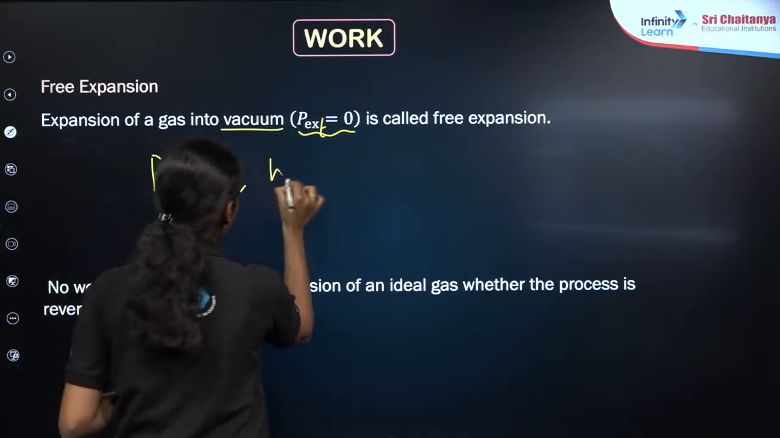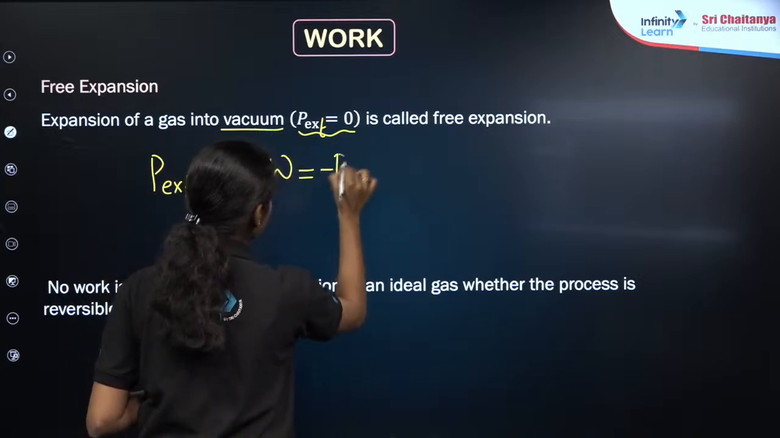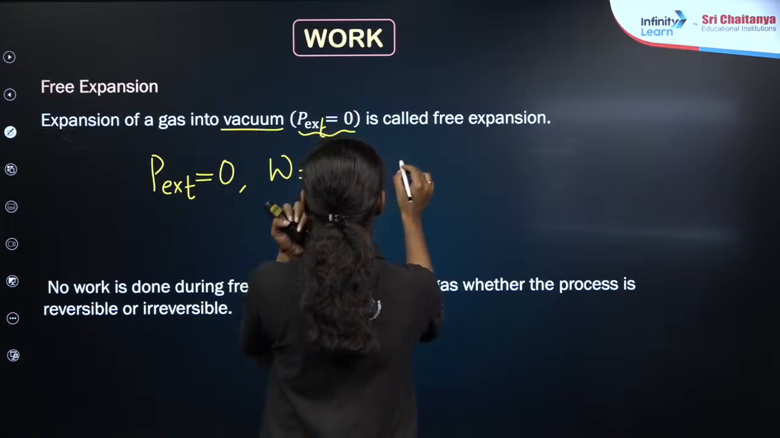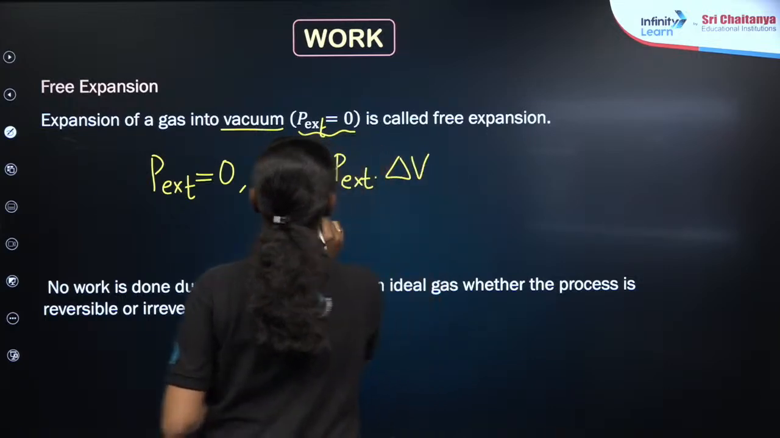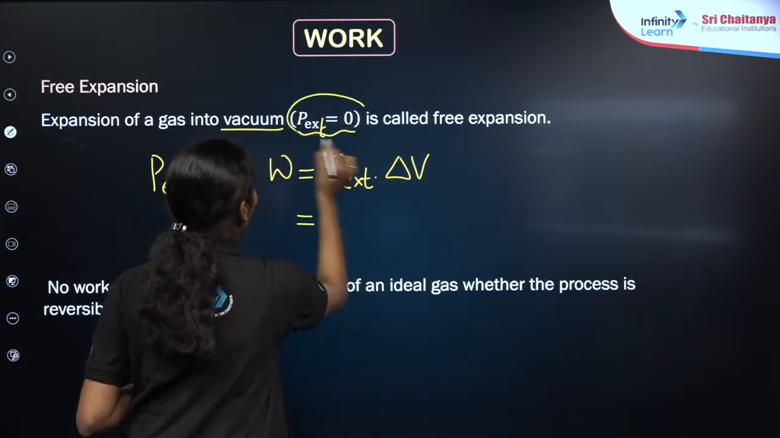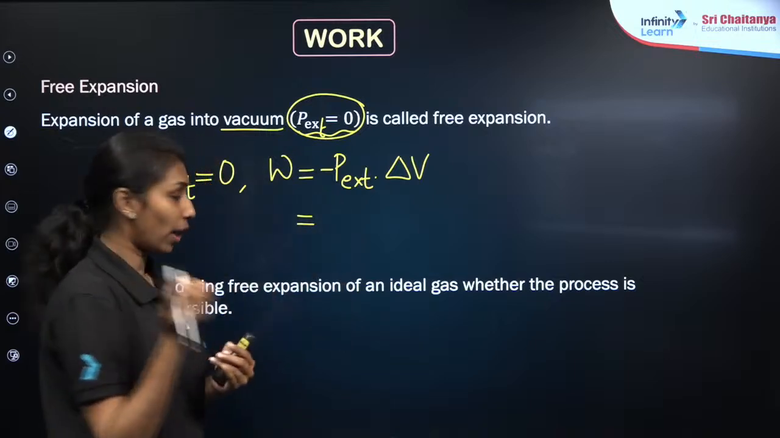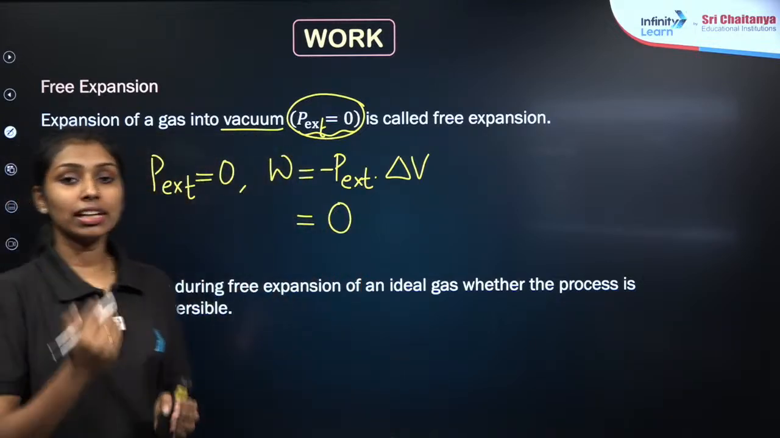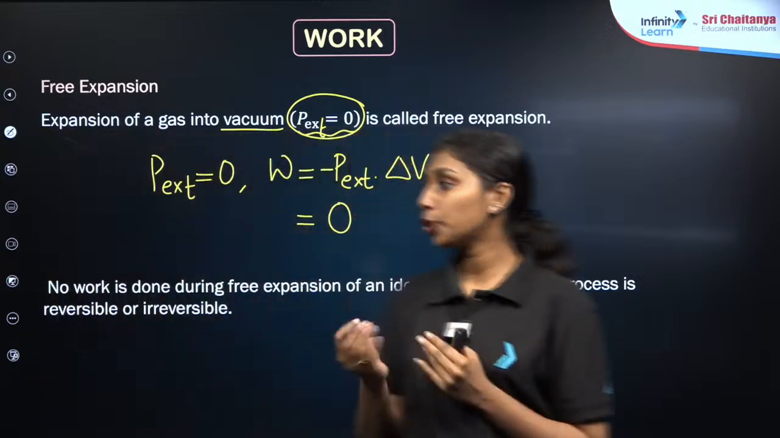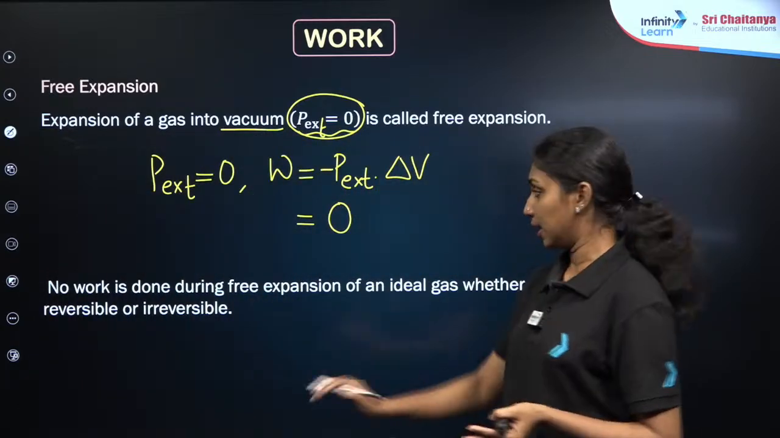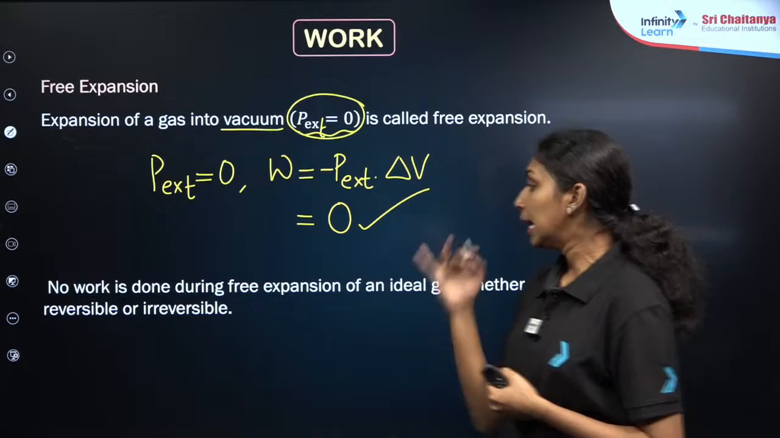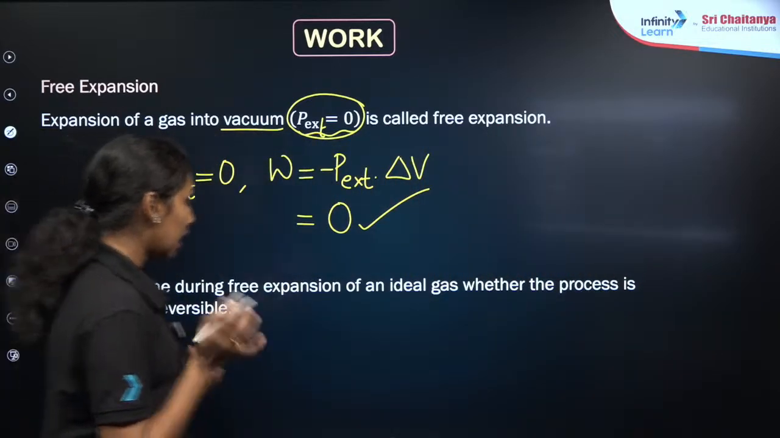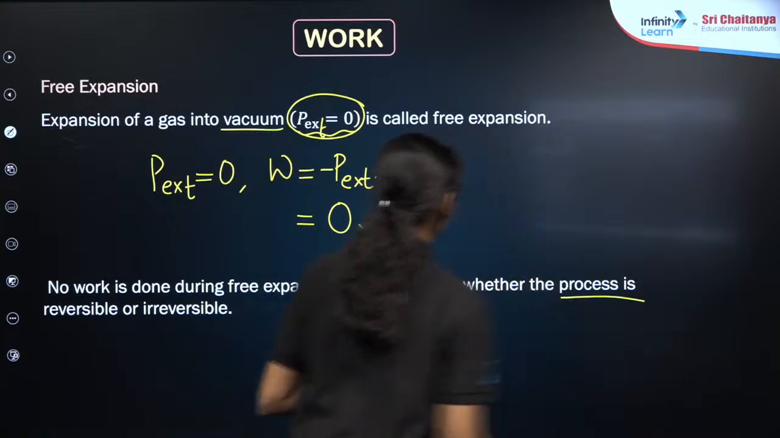Then what about the general expression for the work? Minus P external into delta V, that is equal to, already P external is equal to 0 for a free expansion or the vacuum. So it will become 0. So we can say that whenever a free expansion happens into vacuum, there is no work done, which means work done is equal to 0. No work is done during the free expansion of an ideal gas, whether the process is reversible or irreversible.